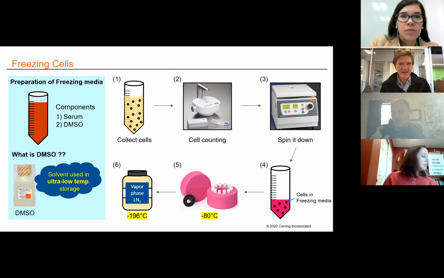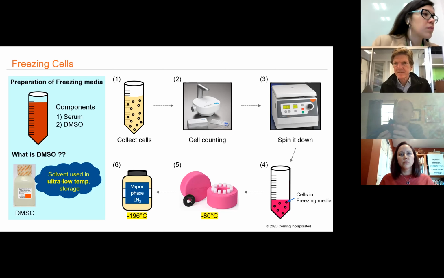at which the cells freeze is actually quite important. If they freeze too quickly, it can damage the cells and damage their ability to recover. If they freeze too slow, the same thing can happen. And so, what we typically target is about a degree Celsius decrease in temperature per minute. And there's a few ways to do that.